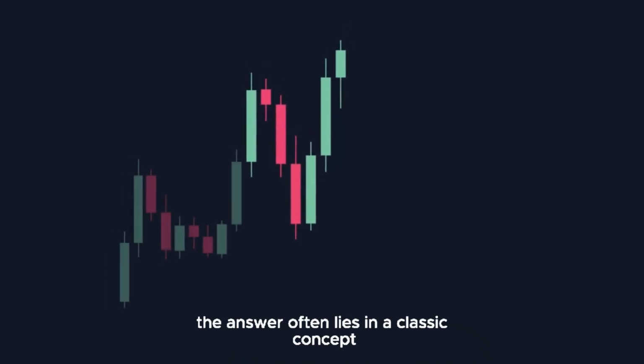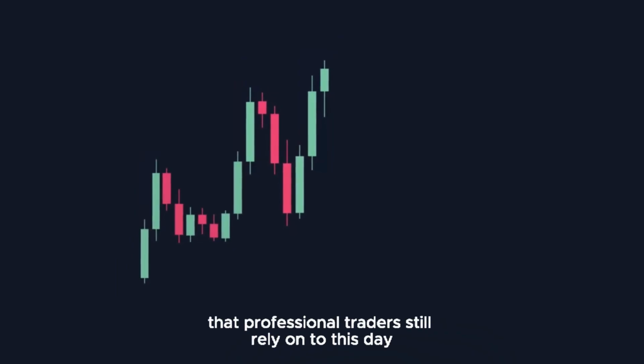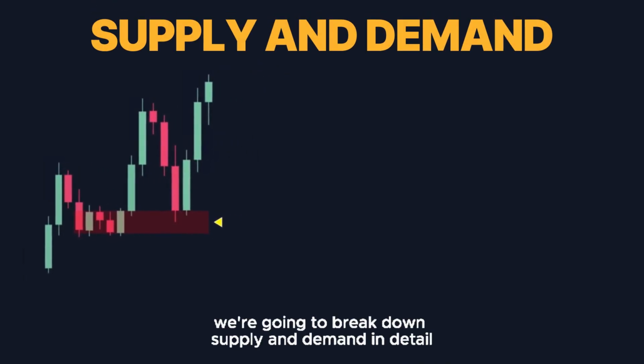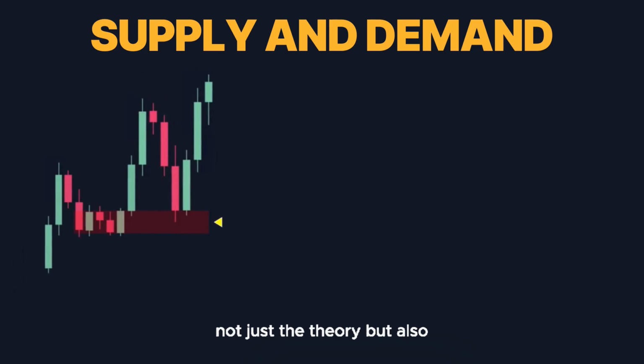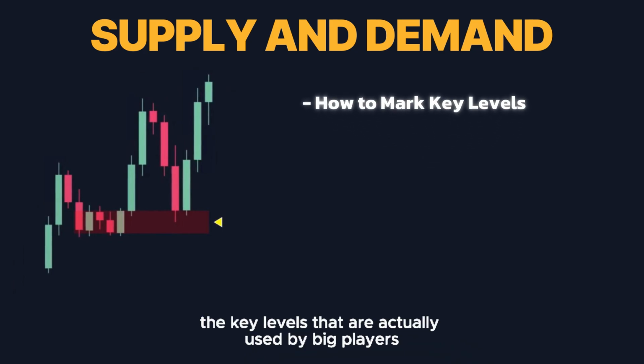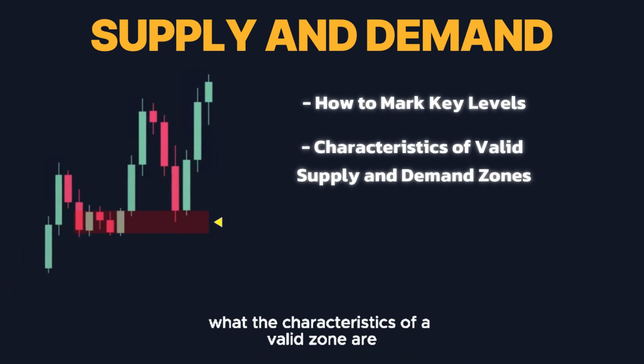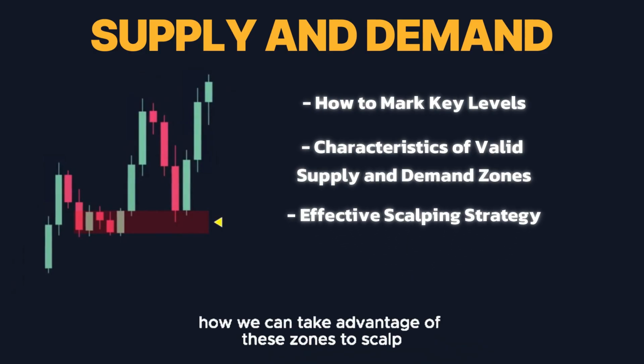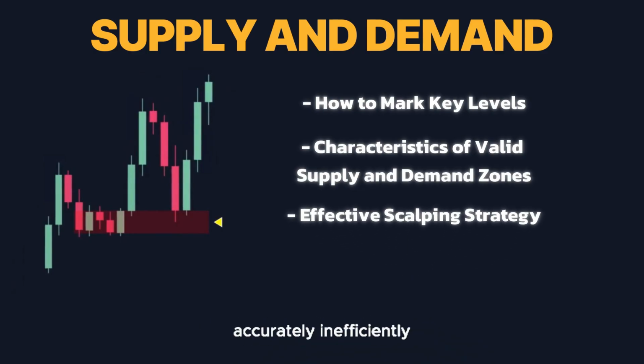The answer often lies in a classic concept that professional traders still rely on to this day, which is supply and demand. So, in this video, we're going to break down supply and demand in detail. Not just the theory, but also how to identify the key levels that are actually used by big players, what the characteristics of a valid zone are, and most importantly, how we can take advantage of these zones to scalp accurately and efficiently, even in a market that seems random.